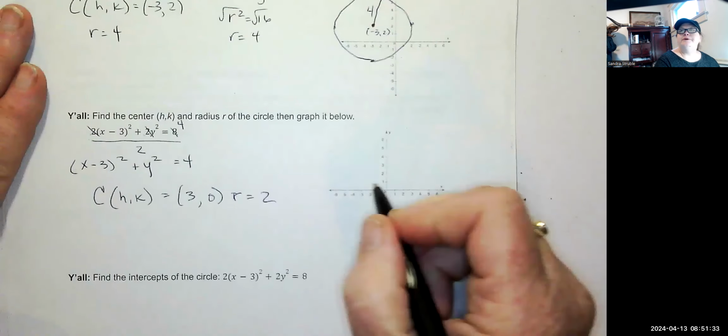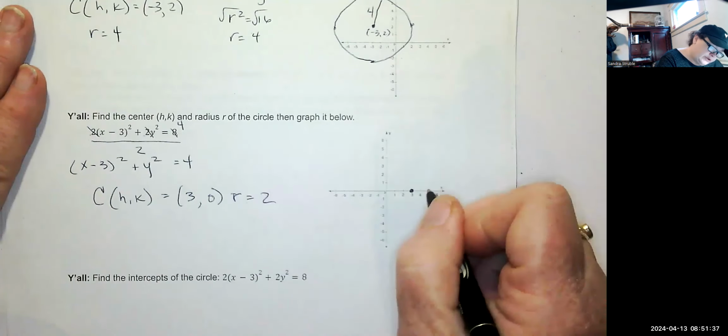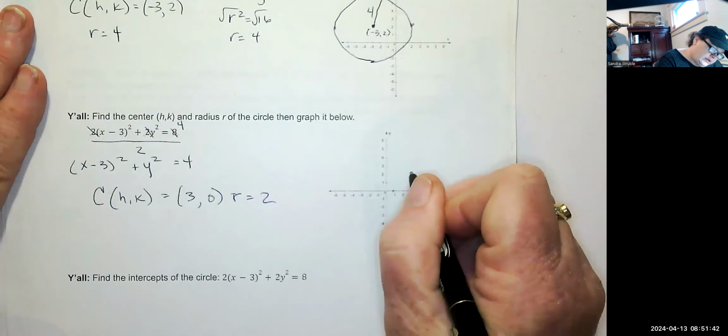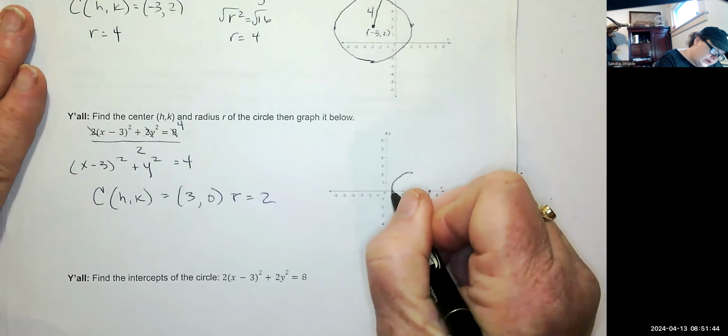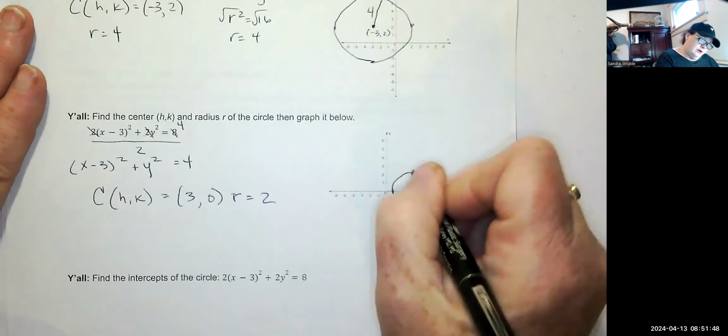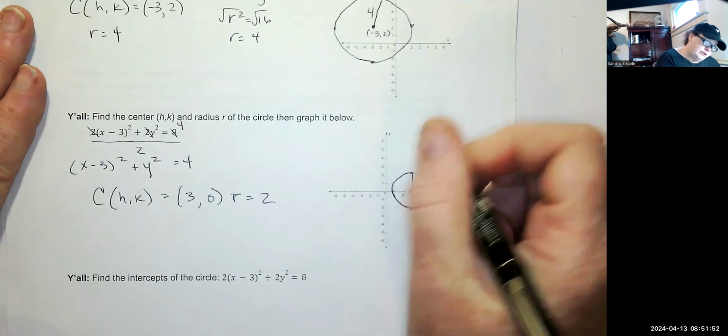All right, drawing your picture. The center is 3, 0, and we've got a radius of 2. So here, here, here, and there. A little easier to draw the smaller ones. The center is 3, 0, and the radius is 2.